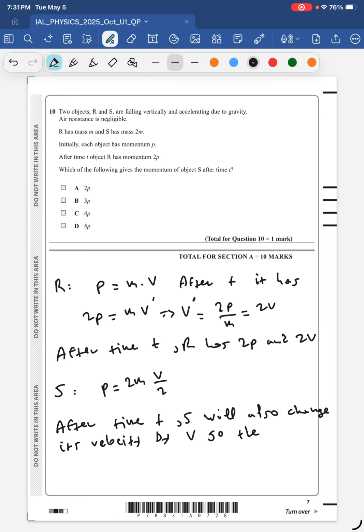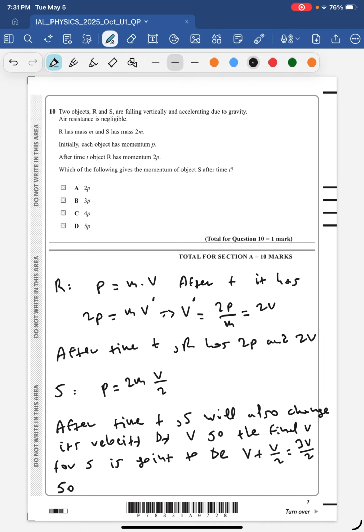So the final velocity for S is going to be v plus v over 2, which was the initial velocity, which is 3v over 2. So p for object S is going to be 2m times 3v over 2. So it's going to be 3p pretty much. Okay, so the answer is actually B. I hope this makes sense.